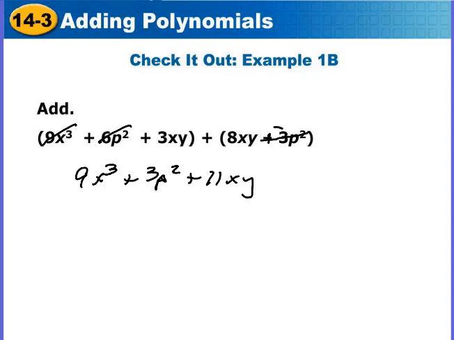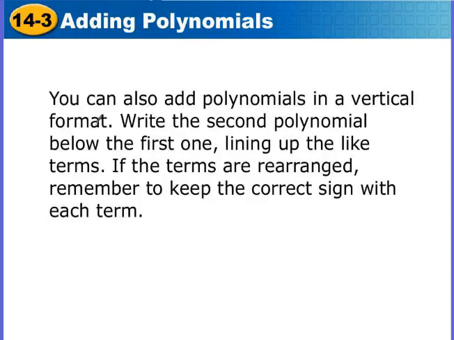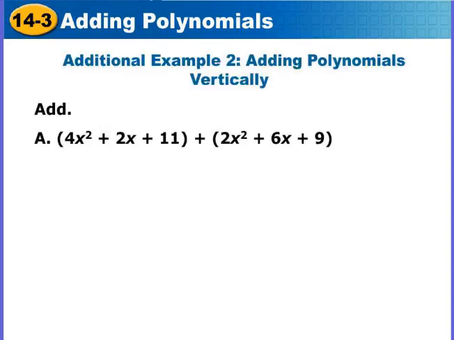Okay, now sometimes you're going to have them vertically. It says you can also add polynomials in a vertical format. Write the second polynomial below the first one, lining up the like terms. If the terms are rearranged, remember to keep the correct sign with each term. Okay? So here we go.